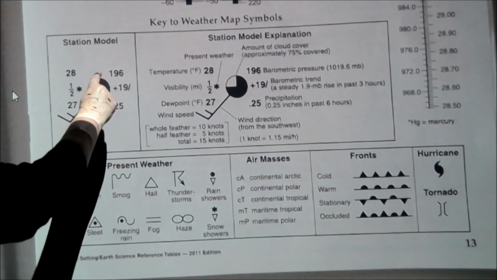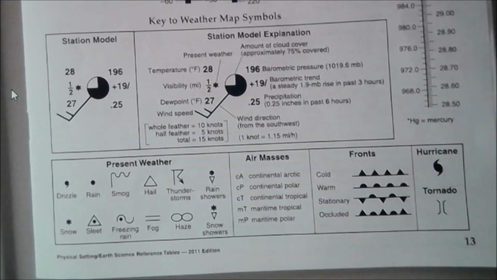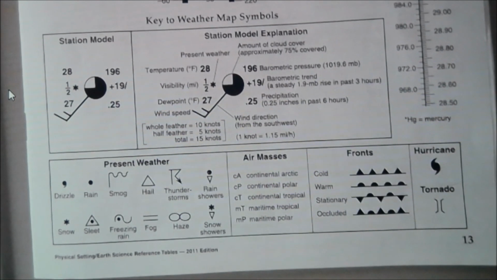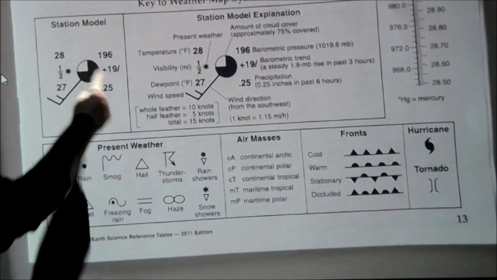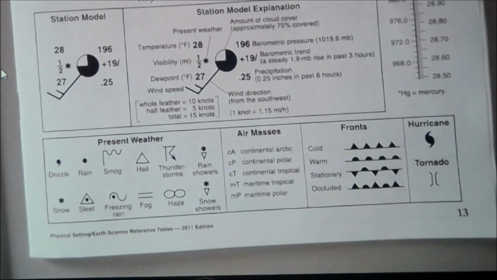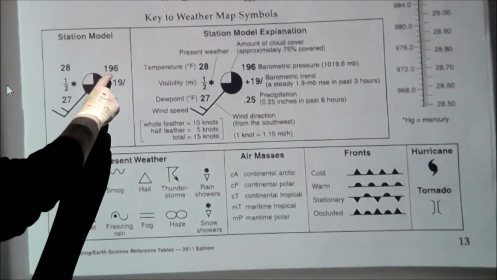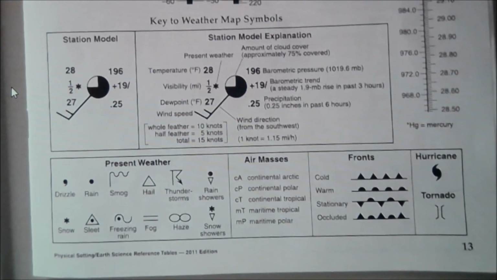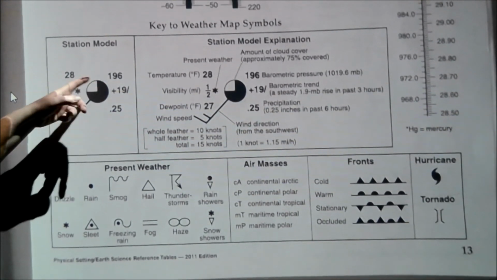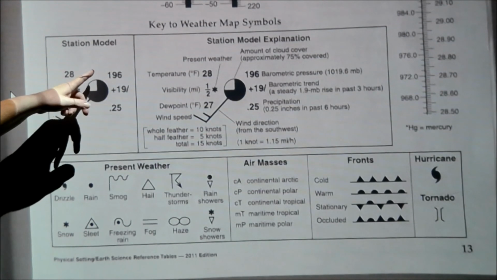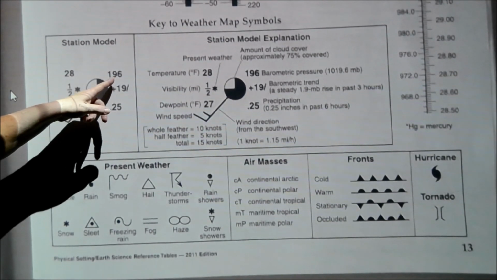Remember, if I'm going from the station model back to barometric pressure, I look at the first number. 0 to 4, I add a 10, put a decimal between the last 2 digits. So this is actually 1,019.6 millibars. If the first digit, instead of a 1, was between 5 and 9, you would add a 9 and put a decimal between the last 2 digits.